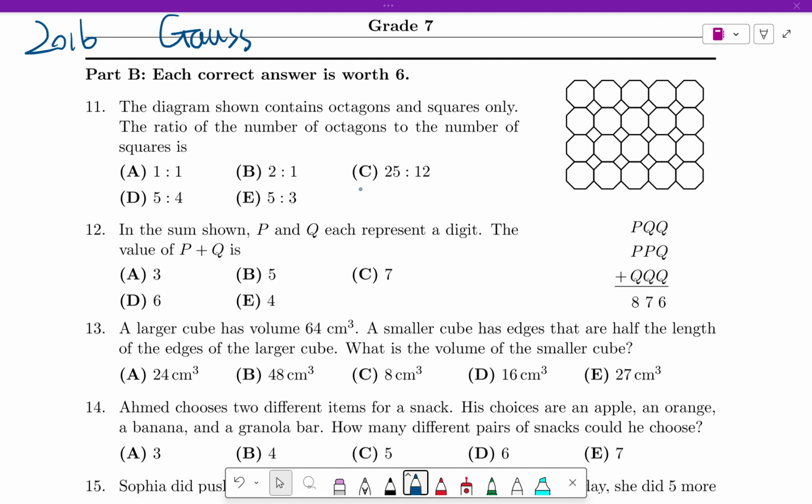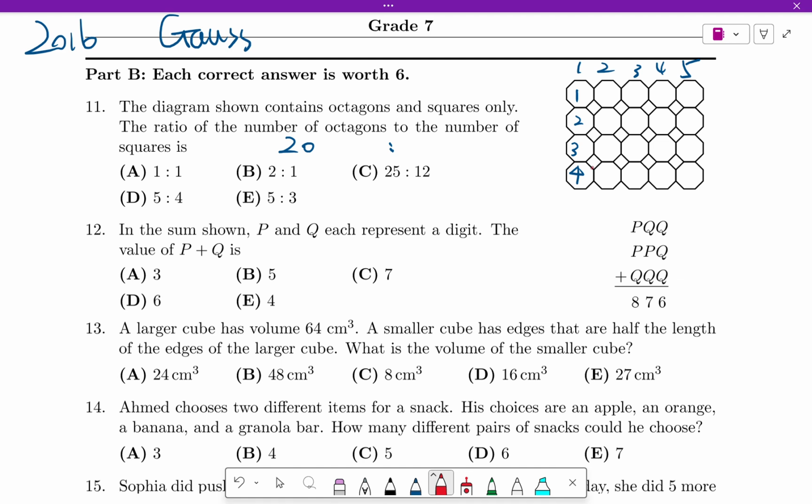Question 11. The diagram shown contains octagons and squares only. The ratio of the number of octagons to the number of squares is. So we can count the number of octagons and the number of squares respectively in this shape. So we have 1, 2, 3, 4 rows of octagons and 1, 2, 3, 4, 5 columns of octagons. So the total number of octagons would be 4 times 5, which is 20.